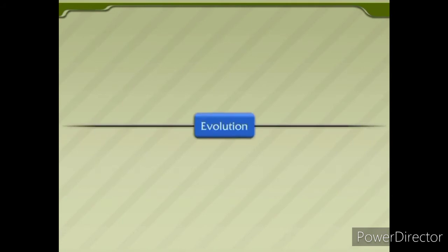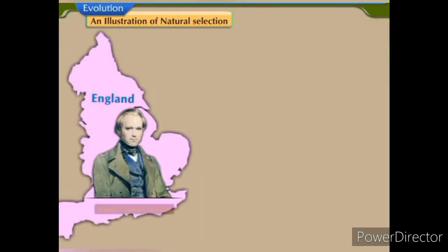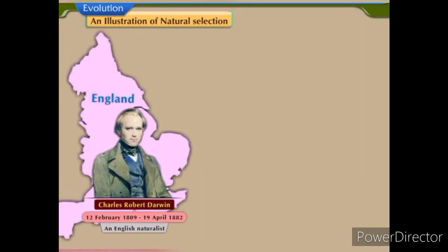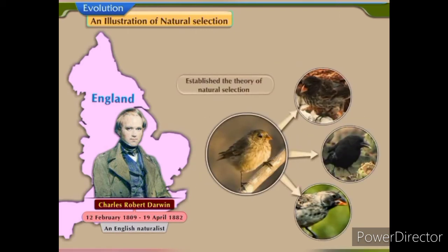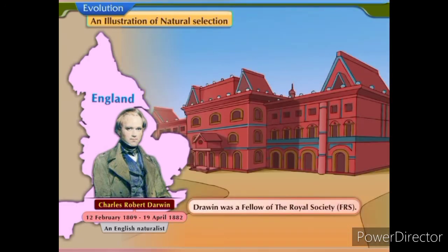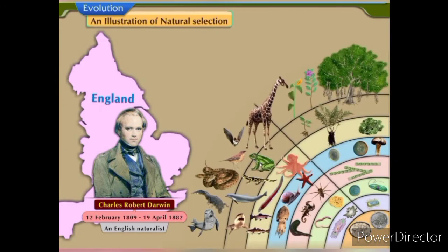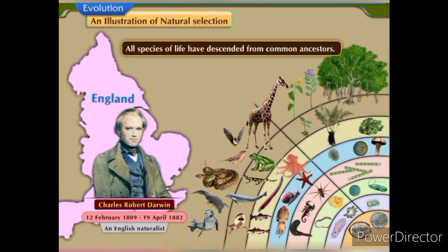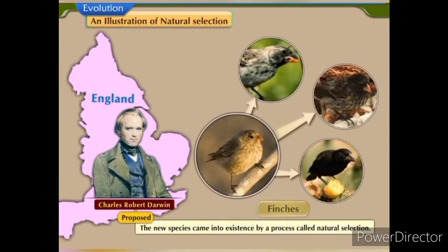Evolution. An illustration of natural selection. Charles Robert Darwin was an English naturalist who firmly established the theory of natural selection. He was a Fellow of the Royal Society. He established the fact that all species of life have descended from common ancestors. He proposed that new species came into existence by a process called natural selection.